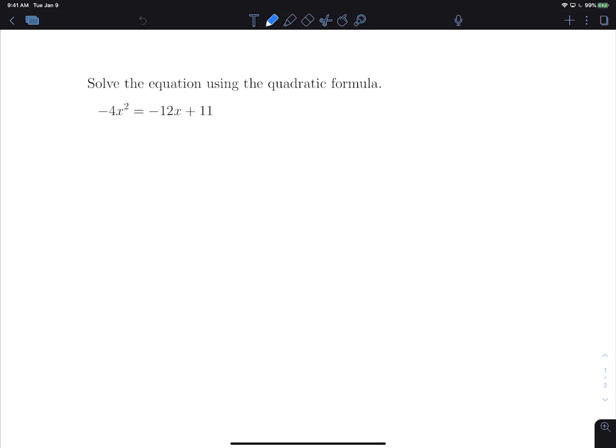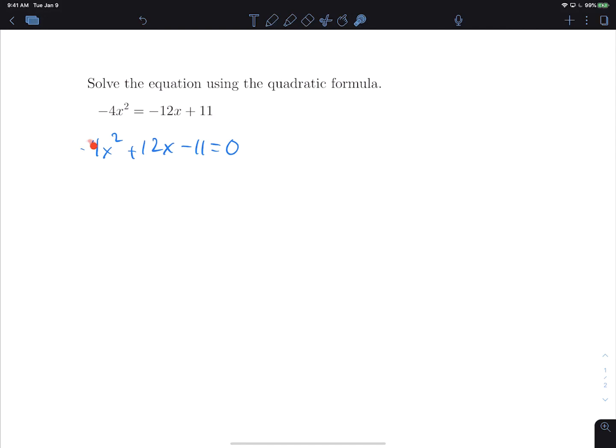Hello. In this video, we're going to solve the equation using the quadratic formula. Our equation is negative 4x squared equals negative 12x plus 11. A lot of people will just add the 12x and subtract the 11, and they will get negative 4x squared plus 12x minus 11 equals 0, and that works fine.